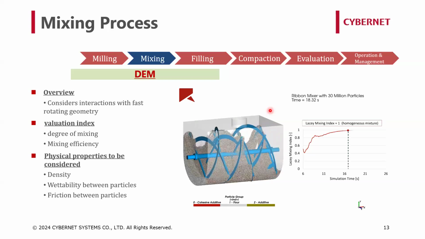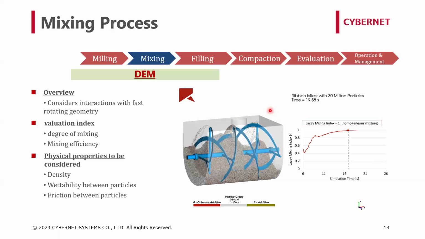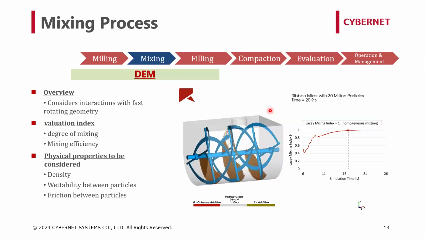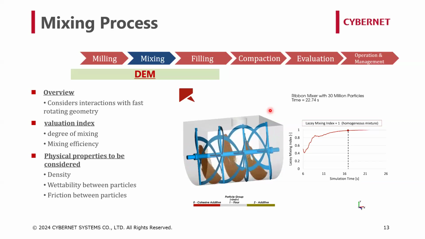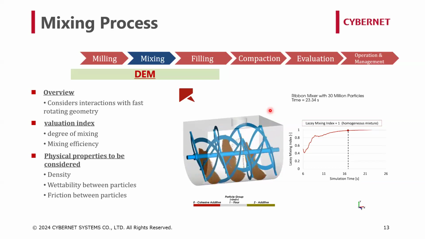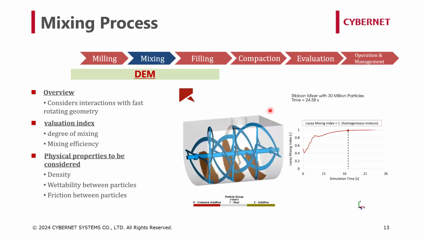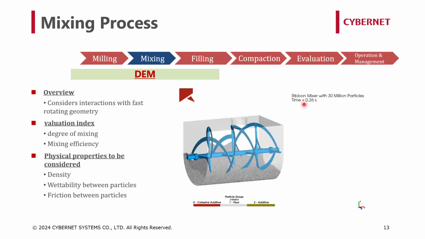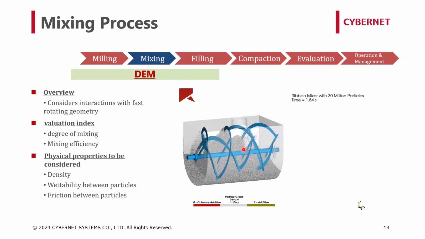The graph on the right side shows this index over time. An index of unit value means a complete mixing. So we can see that it takes about 60 seconds to obtain a good mixing state. This allows us not only to predict the time for complete mixing, but also to visualize the mixing in the chamber by coloring each material.